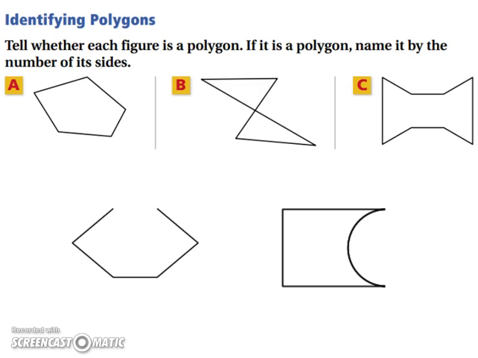Identifying polygons. Tell whether each figure is a polygon. If it is a polygon, name it by the number of its sides. Let's do A together. In A, we have 1, 2, 3, 4, 5 sides. Notice nothing intersects. It is a closed figure with straight sides. Therefore, we can name this as a pentagon.